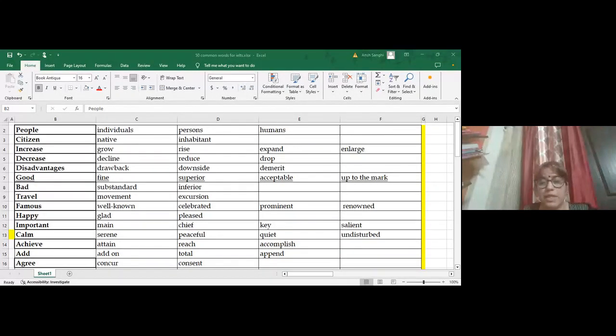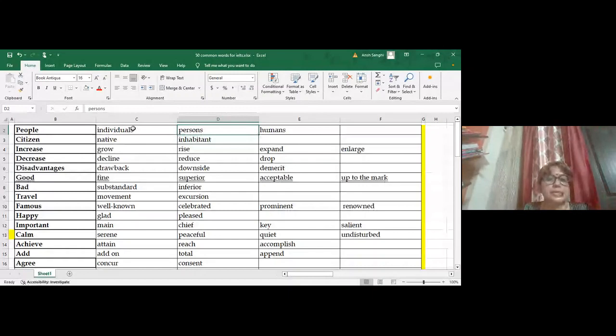So this is my screen. People is such a common word, right? One word for people can be individuals, but when you are talking about people as humans, you can use humans. You can't use human in every context. Individuals can be used in most places. Persons is something you should not use in a lot of places, but at some places it could be meaningful. But the first word given is the main synonym, individuals.